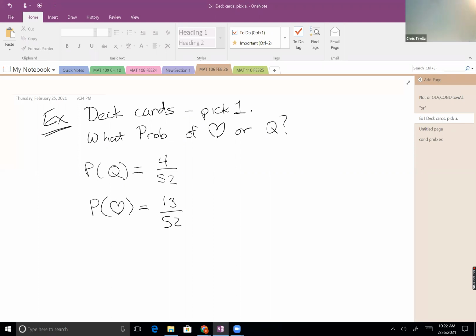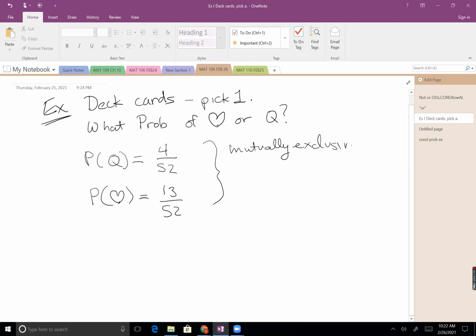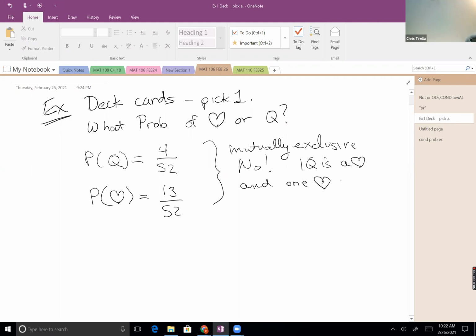But here's where I get issues. Are those mutually exclusive? No. Why not? Because it doesn't add to 52. 1 heart, 1 queen heart. Isn't one of the queens a heart? And 1 heart is a queen. So we're counting that twice, right? You can't count that same card twice.